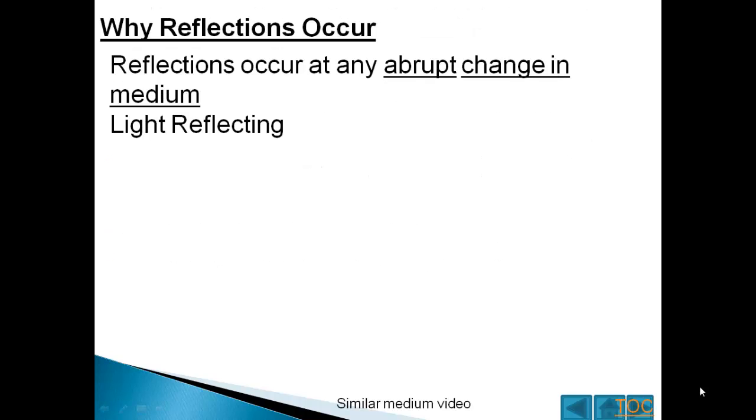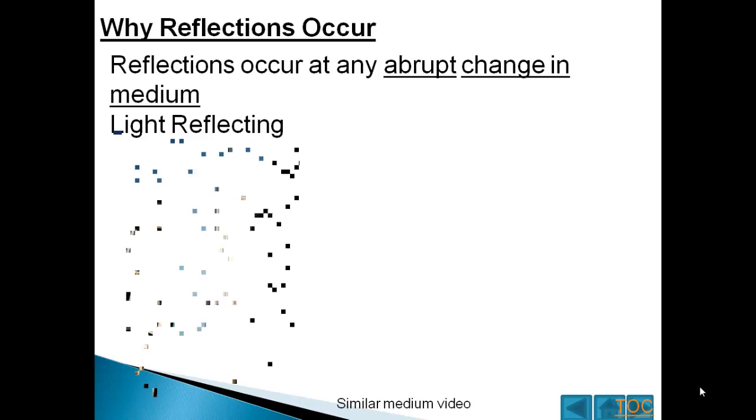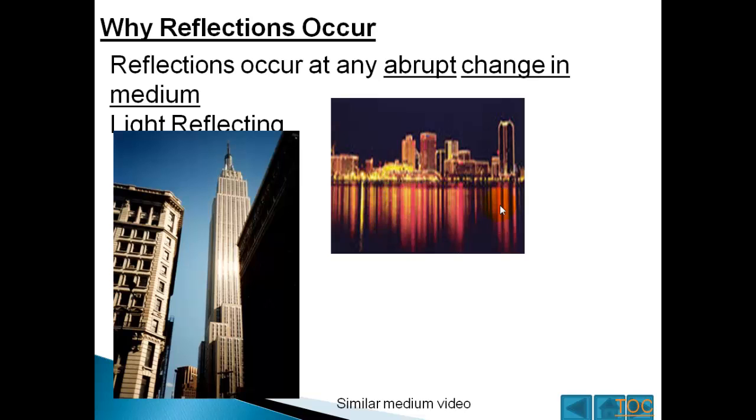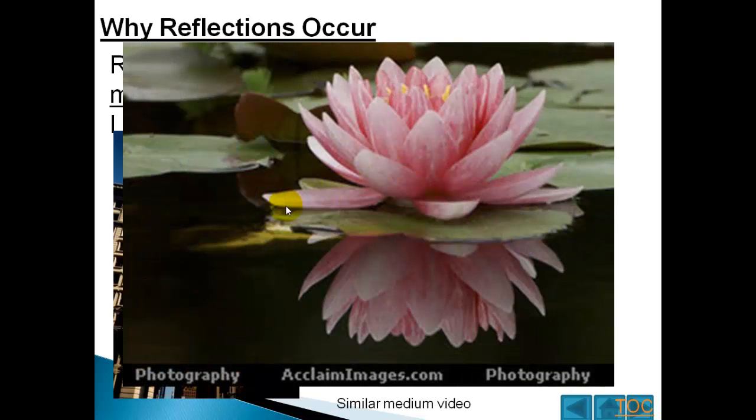So, why do reflections occur? This happens when there's an abrupt change in the medium, for example, when light reflects off glass or water. Glass and water are very different from air. There's quite a difference in the refractive index. Here we have an example. You see the glass reflects a lot of the light from the sun here. Here the water is reflecting much of the light from the buildings over here. And this is a picture where you have a flower which is reflected in the water.